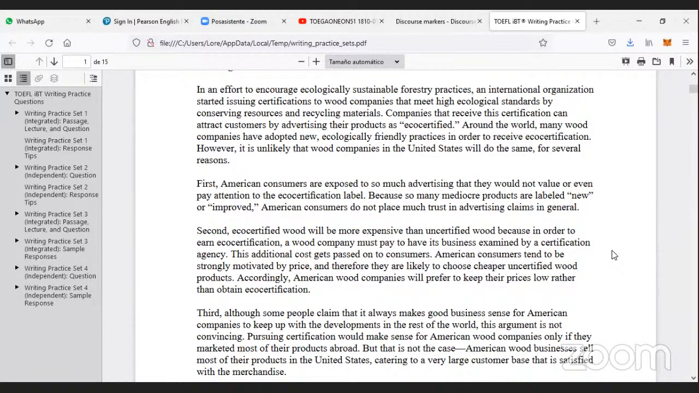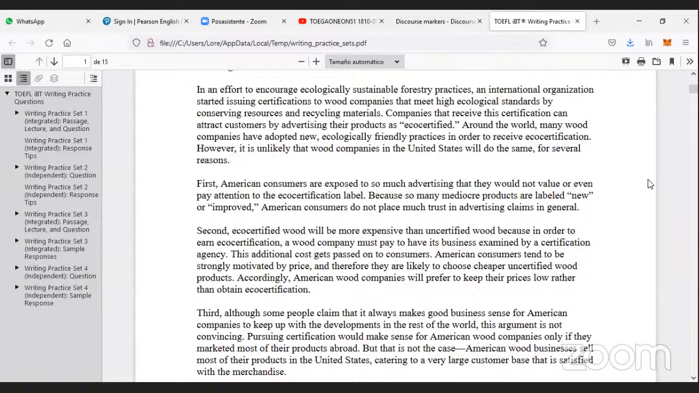In an effort to encourage ecologically sustainable forestry practices, an international organization started issuing certifications to wood companies that meet high ecological standards by conserving resources and recycling materials. Companies that receive this certification can attract customers by advertising their products as eco-certified. Around the world, many wood companies have adopted new ecologically friendly practices in order to receive eco-certification. However, it is unlikely that wood companies in the United States will do the same for several reasons.